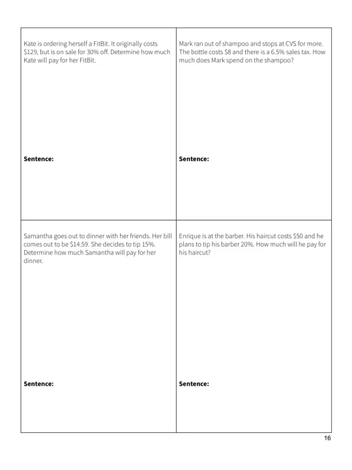In these four problems, you are going to use the percent equation to complete real-world problems. Kate is ordering herself a Fitbit. It originally costs $129, but is on sale for 30% off. Determine how much Kate will pay for her Fitbit. So first, let's highlight our key information. It's 30% off. It originally cost $129.